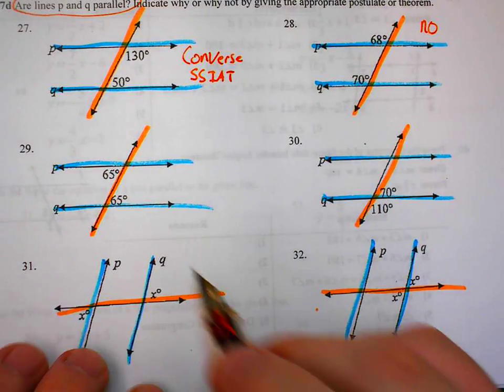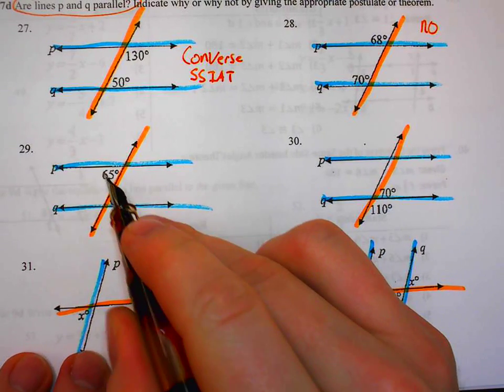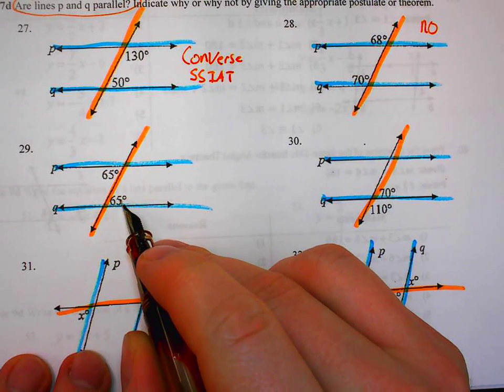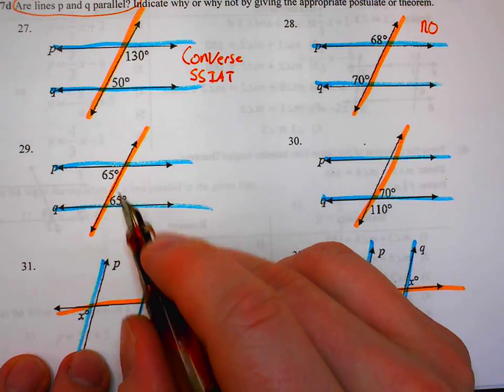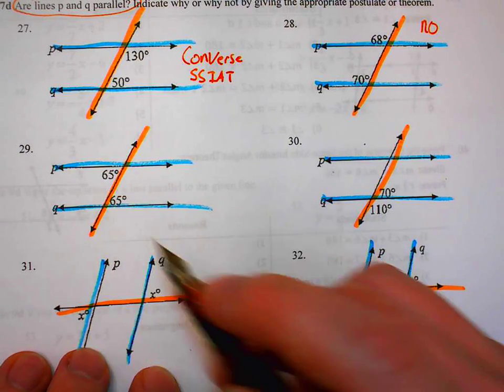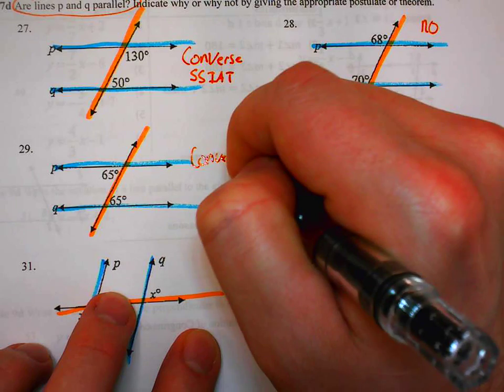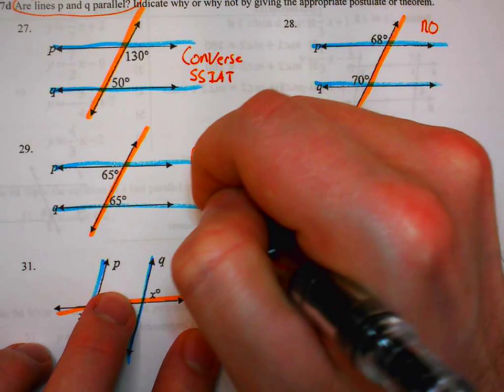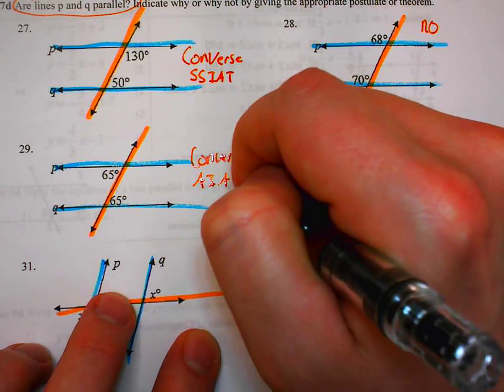Number 29. The angles are inside the parallel lines on opposite sides of the transversal. That makes them alternate interiors. Alternate interior angles should be congruent, and this picture is showing me that they are. 65 is congruent. This would be converse alternate interior angle theorem.